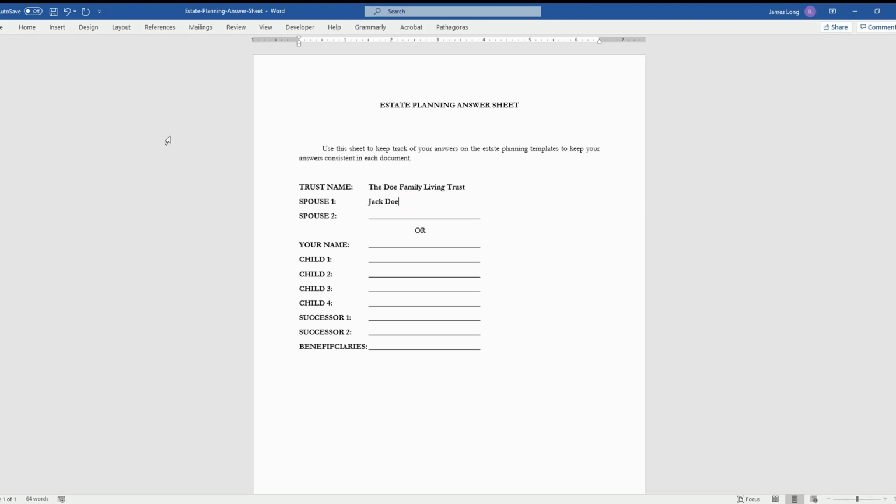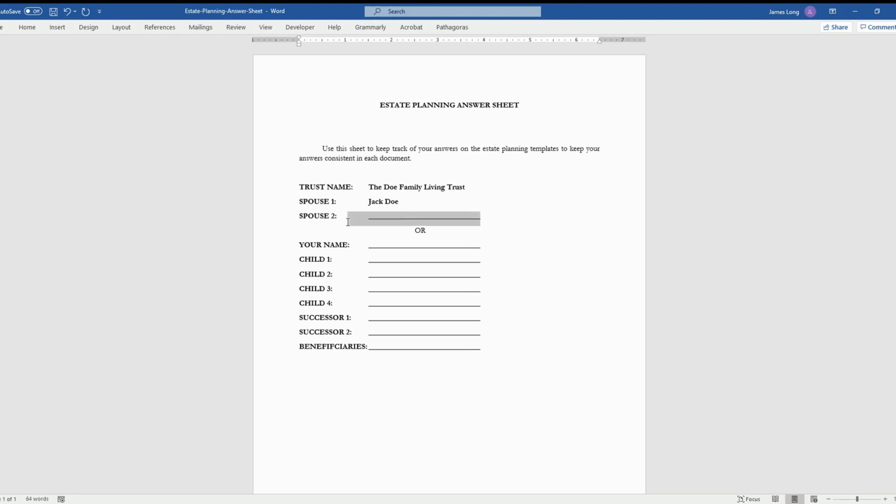Spouse one, that's going to be Jack Doe. And you don't want nicknames. So sometimes Jack can be a nickname for the name John. So if Jack's name is actually John Doe, you'd put John Doe and not Jack. But in this case, it's Jack. Same thing. My name is James. I don't go by Jim or Jimmy because my dad goes by Jim. But if you're typically called Jim or Jimmy, you would put your proper name. In my case, it would be James. You wouldn't put a nickname like Jim or Jimmy. Put whatever name's on your driver's license because that's what the notary is going to check.